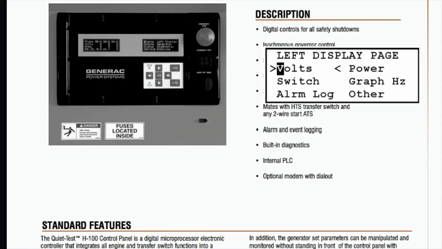Now, as you can see, these arrows indicate which page is currently displayed on the left display. So use the arrow buttons to move the cursor to the desired page name and press the enter button. The left display will change to the new page and the arrows will move to the selected page name.